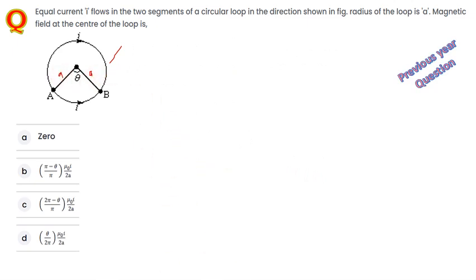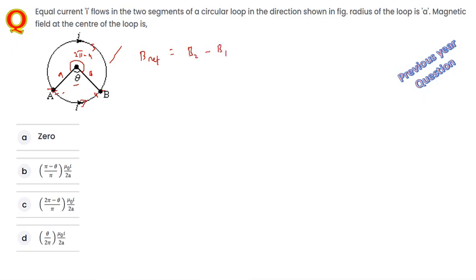Now I just mentioned here, this angle is theta, and the other angle is 2 pi minus theta in total. This is the angle between the segment A to B in the clockwise direction, and this is the anti-clockwise direction. This is the segment between A and B. For this, what they are asking is the net magnetic field, which is B2 minus B1.